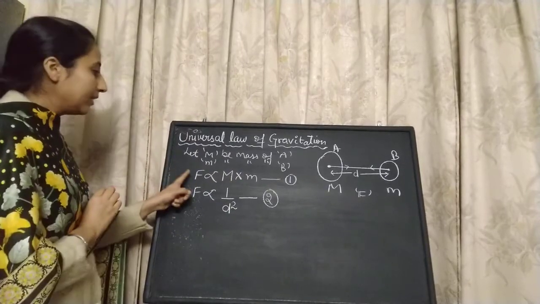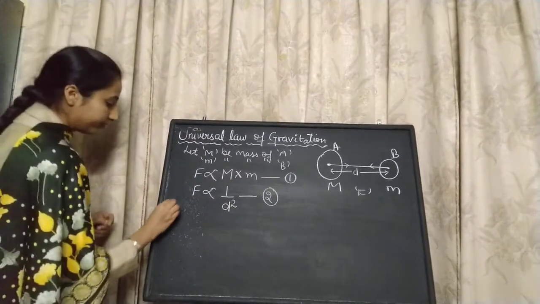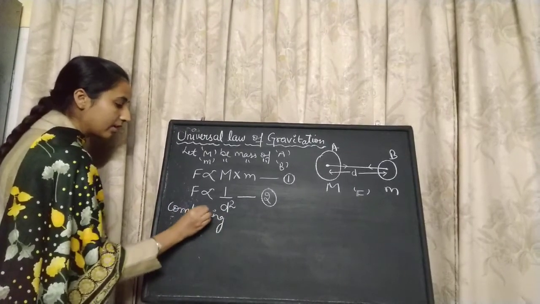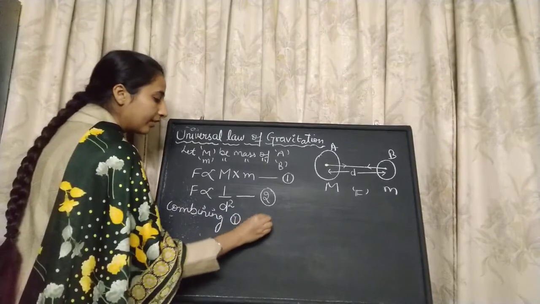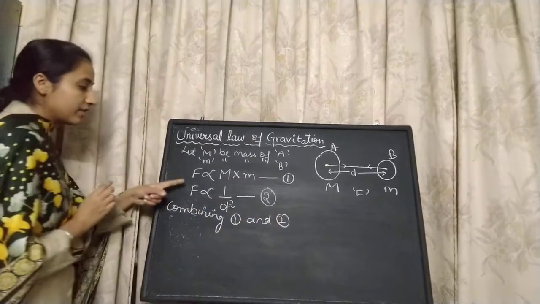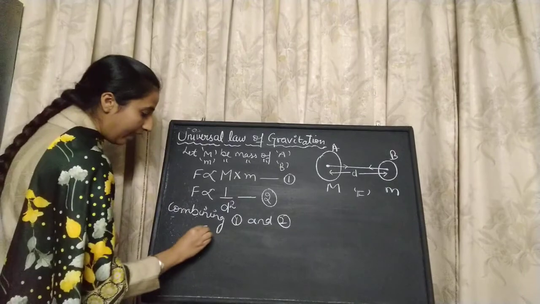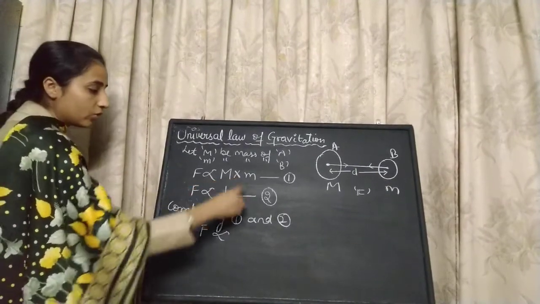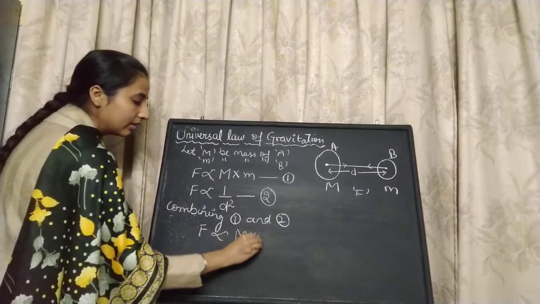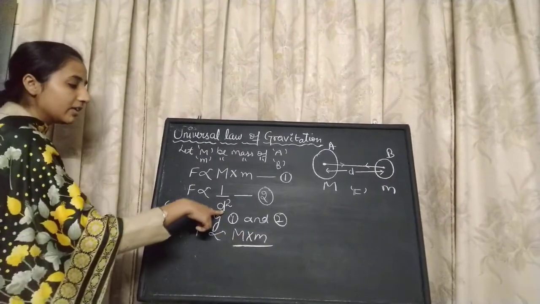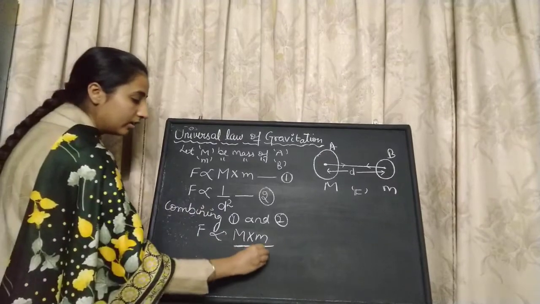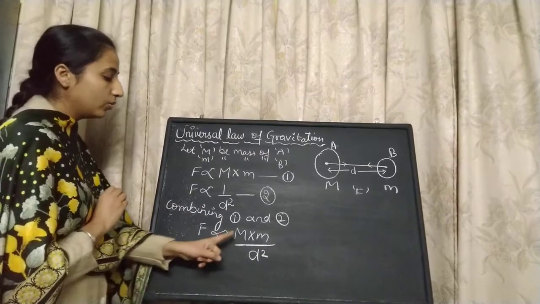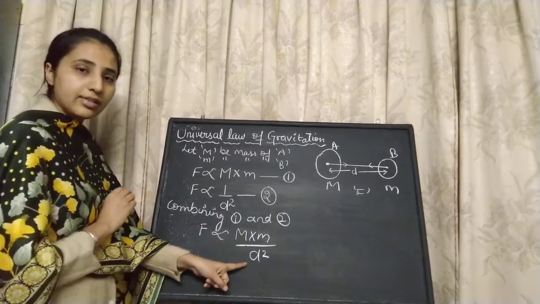Now, by combining equations 1 and 2, what will we get? F is common in both the equations, so F is directly proportional to the product of the two masses in the numerator and the square of the distance in the denominator. So the equation becomes F is proportional to Mm upon d square.